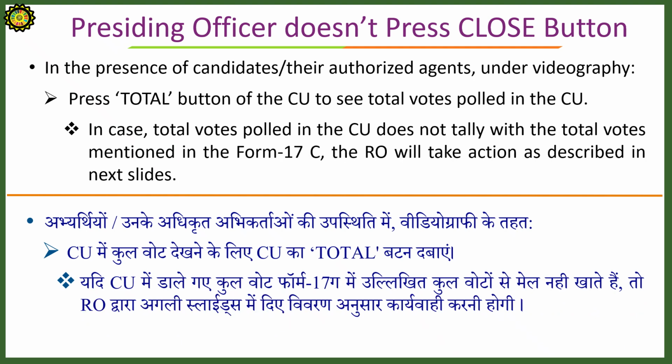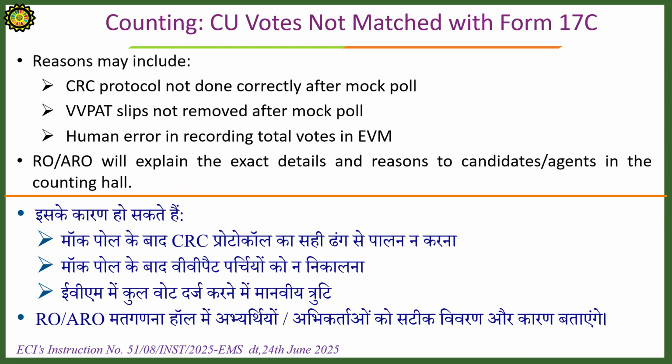Similarly, in case total votes polled in the control unit does not tally with the total votes as mentioned in the Form 17C, the returning officer will take action as described in the next slides. The reasons for this might be CRC protocol not done correctly after the mock poll, VVPAT slips not removed after the mock poll, human error in recording total votes in EVM. Now, returning officer or the assistant returning officer will explain the exact details and reasons to candidates or their agents in the counting hall.